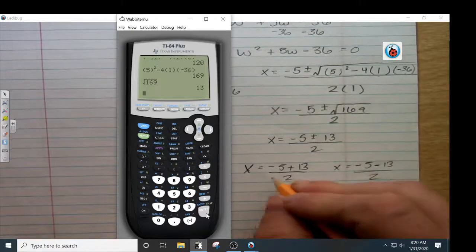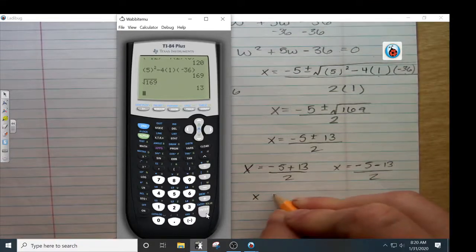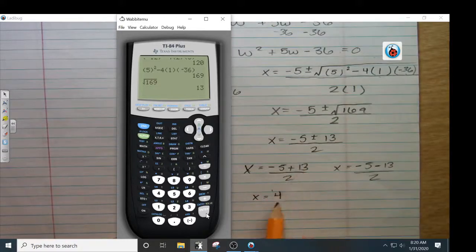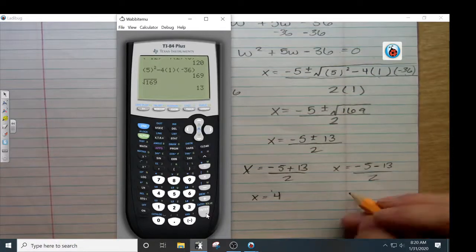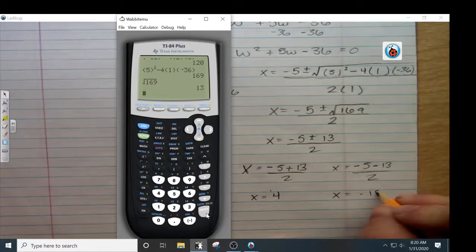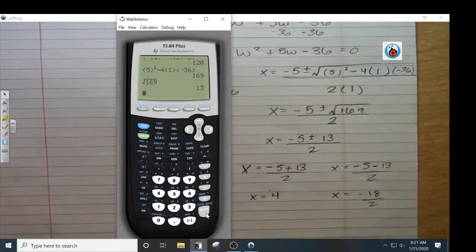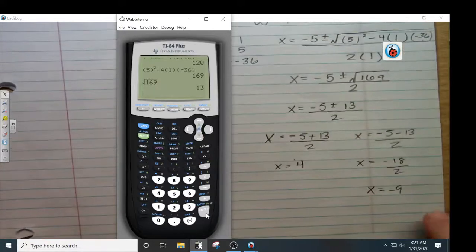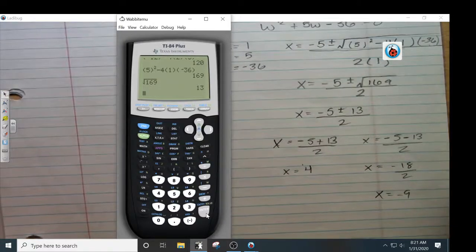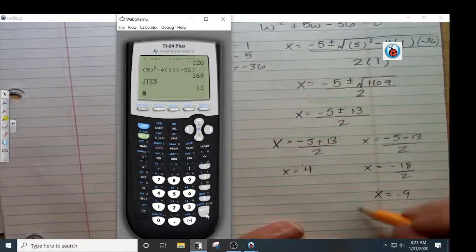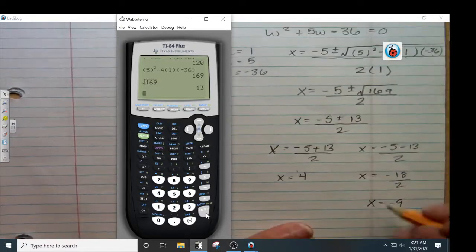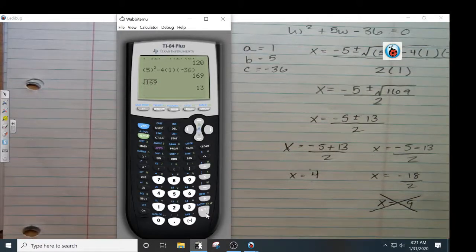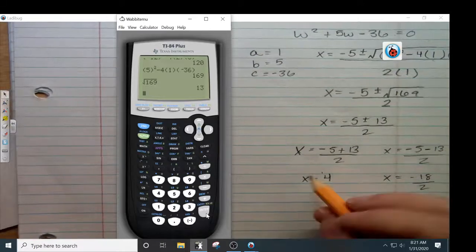Now, if I do this, that's going to be x equals 4. Okay. Negative 5 plus 13 is 8, divided by 2 is 4. Now, negative 5 minus 13 is negative 18. What's negative 18 divided by 2? Now, one of these answers is an extraneous solution or cannot be used. Which one is it? Negative 9, because distance or length dimensions cannot be negative. So that guy will not work because it cannot be negative. There's no such thing as negative length or whatever. So now this is our answer.